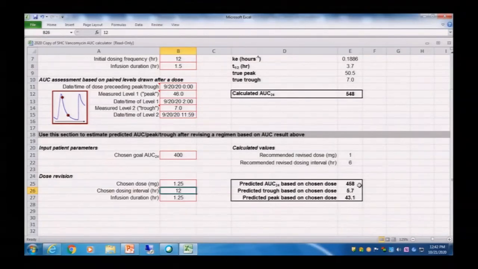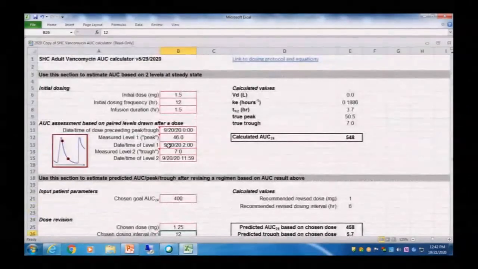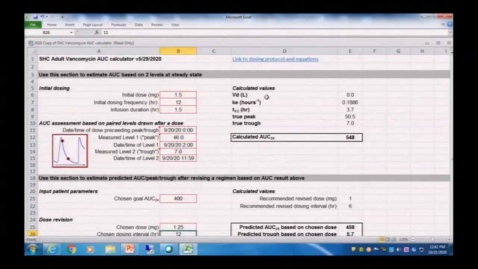So our predicted AUC based on this chosen dose would be 458. Are you guys happy with that AUC? Awesome. So this is kind of a fun thing to play around with. Again, if you don't have access to it, I'd be happy to send it to everybody. But this is what we would use to calculate our AUC-MIC. And as I previously mentioned, that is a snapshot of what the patient looks like during that time of therapy.